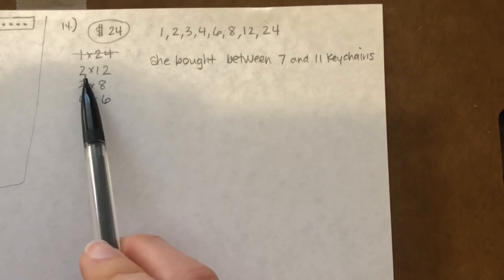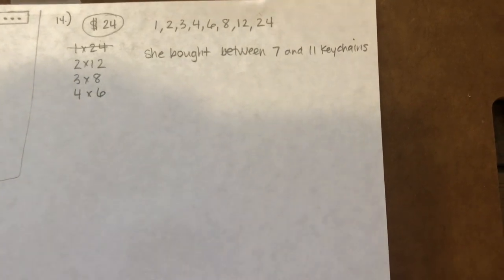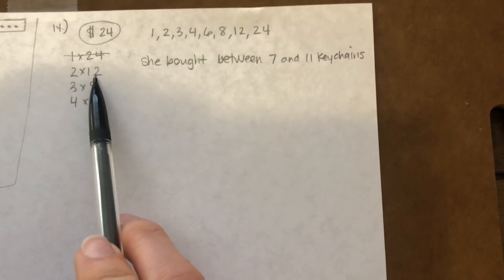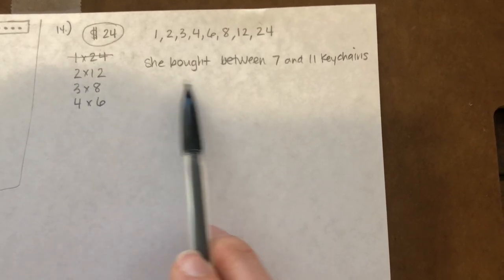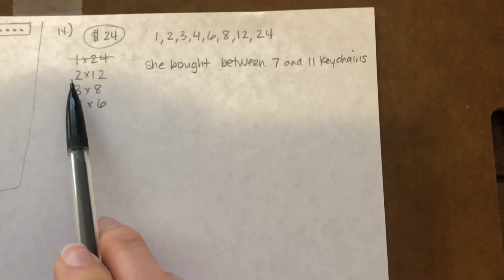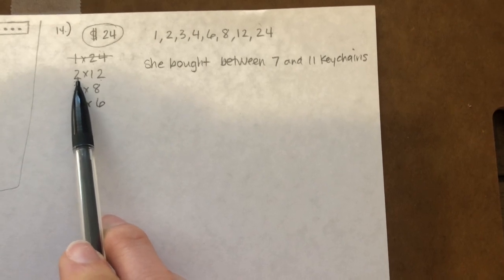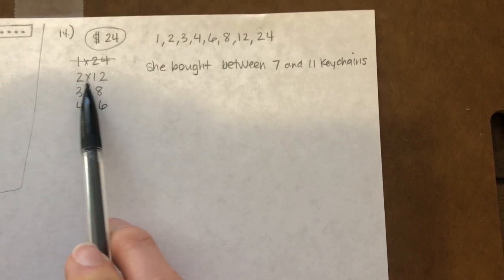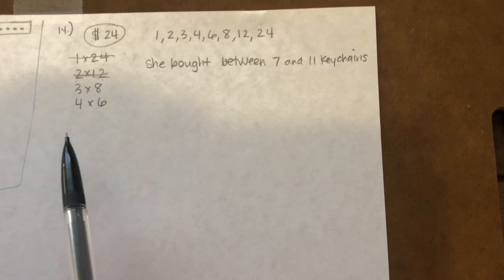Okay, let's try with the factor 2. So 2 times 12 is 24. So she could have purchased 12 keychains at $2 a piece. Does that work for this? She bought between 7 and 11 keychains. She'd have to buy 12 keychains at $2 a piece to equal $24. That doesn't work. Or she could have bought 2 keychains at $12 a piece, but that doesn't work either because it said she bought between 7 and 11 keychains, so we're going to cross this out.